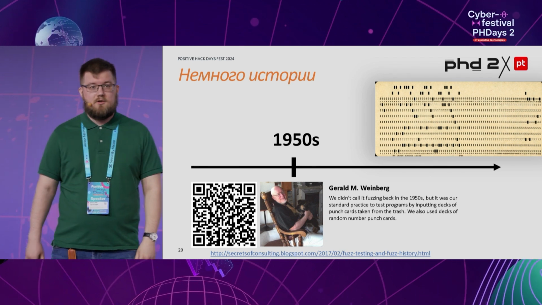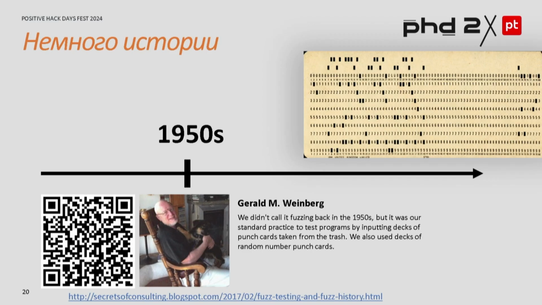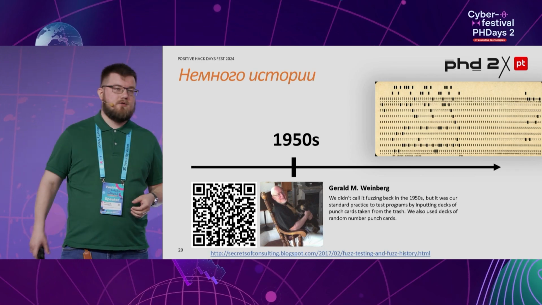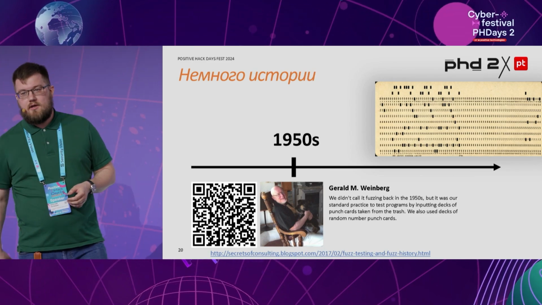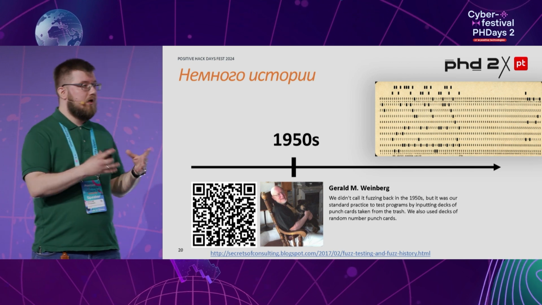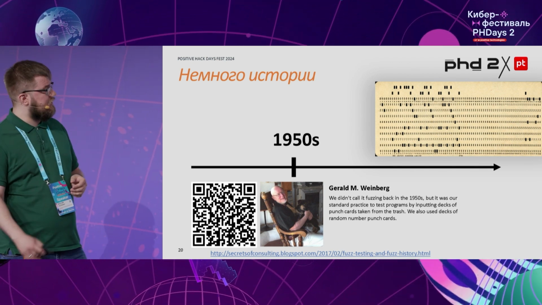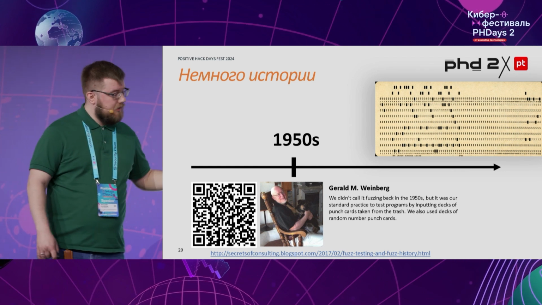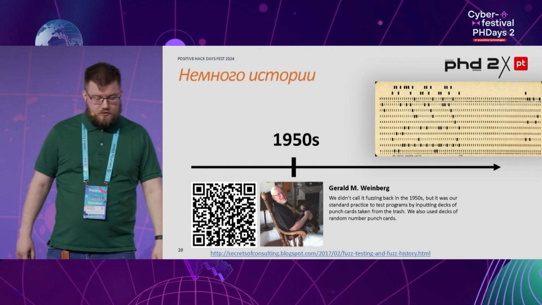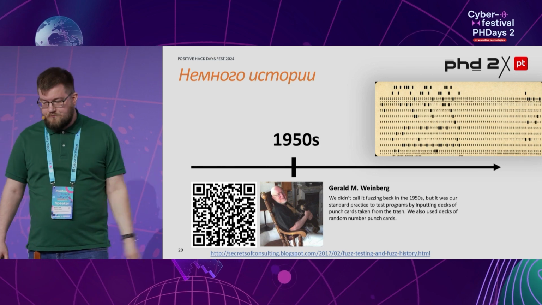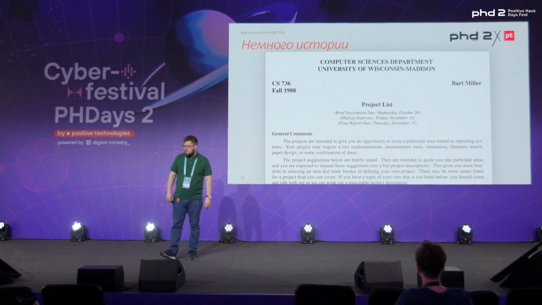There is another gentleman called Gerald Weinberg, who said that we did this already back in the 1950s, and this is how we did it. We had these punch cards. We took these punch cards, put them into the machines, and when we wanted to test a program or an algorithm, we would take punch cards out of the garbage bins and install them. And of course, they had other punch cards pre-written with random data. They didn't call it fuzzing. They called it the garbage bin or recycle bin technique.